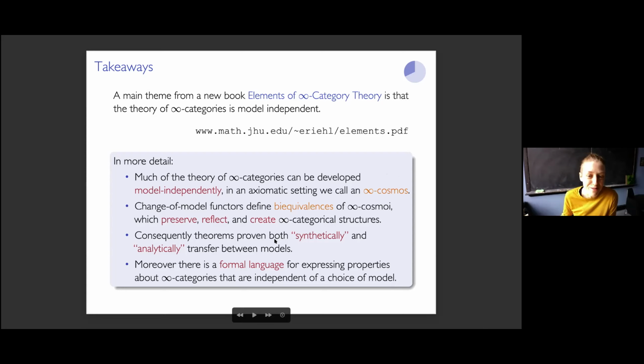There's this notion of evil statements in category theory that are not invariant under equivalence. So we have to be careful when we introduce this formal language to describe model independent statements, but there is a formal language, and I'll tell you a tiny, tiny bit about it in a bit. So this is the main overview. I'll pause here for questions and then we can carry on.